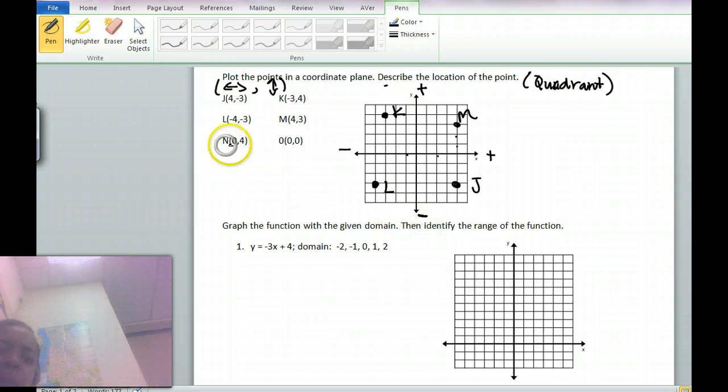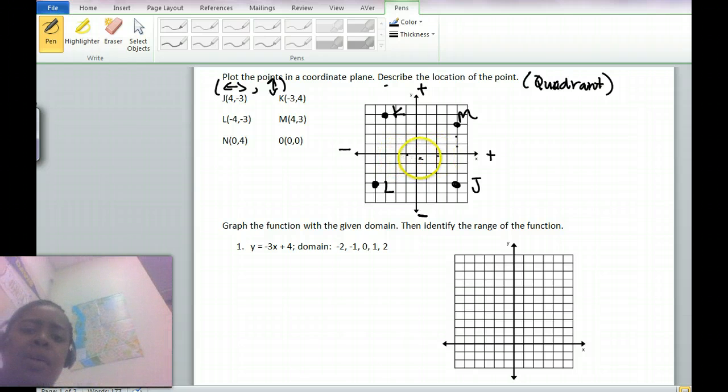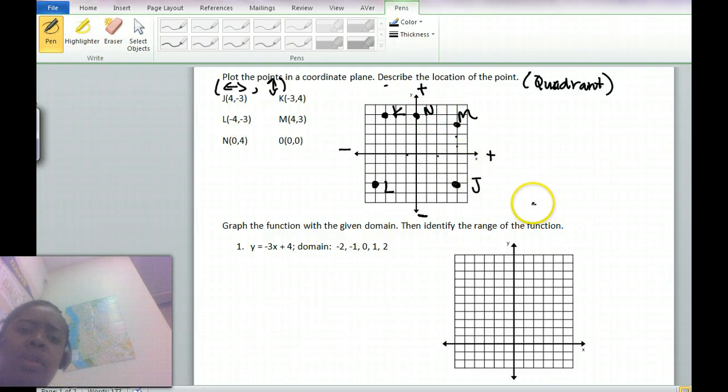So the next one we have is 0, 4. So 0 means I'm not going to go left and I'm not going to go right. Instead, I'm going to stay right at the middle, and I'm just going to go up 1, 2, 3, 4 from there. And I'm going to label that one as N. The labels are kind of important because if you don't label, then I'm probably going to take off a point. And by probably, I mean definitely.